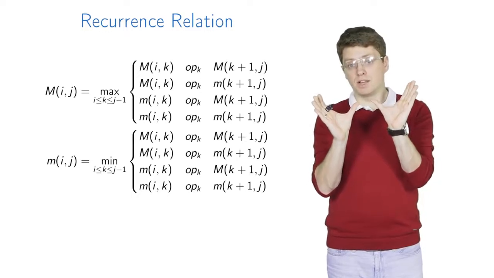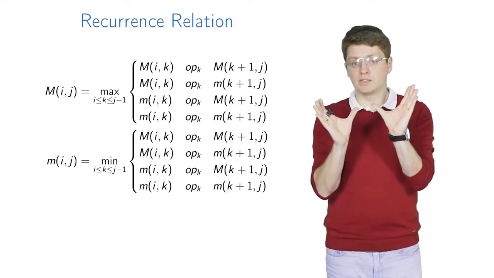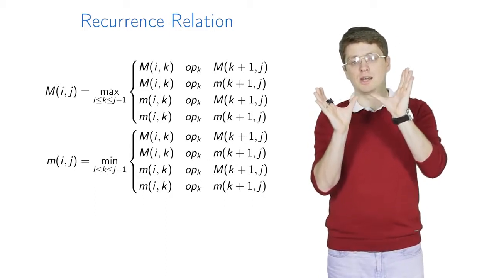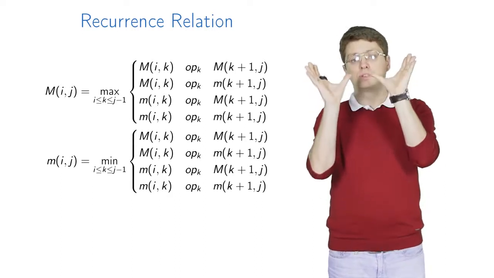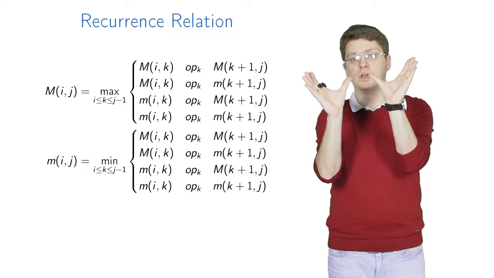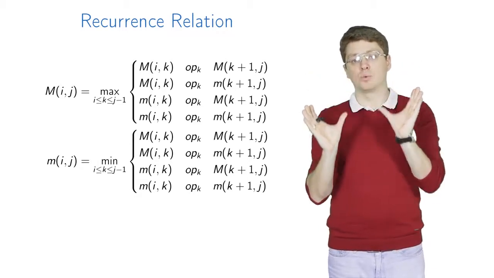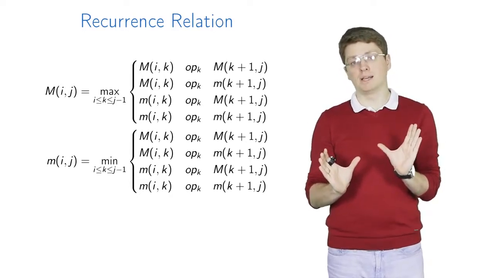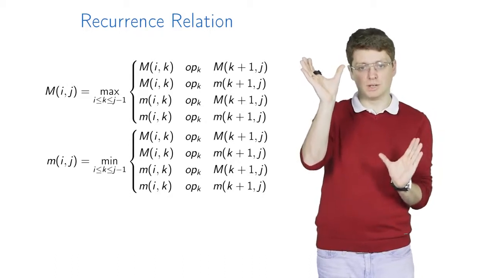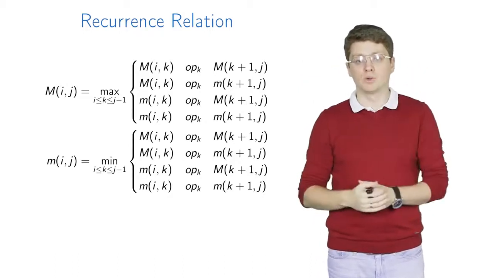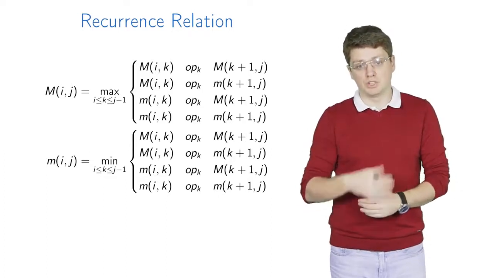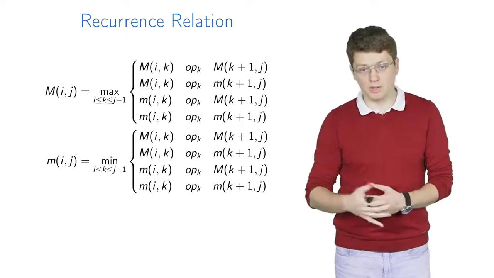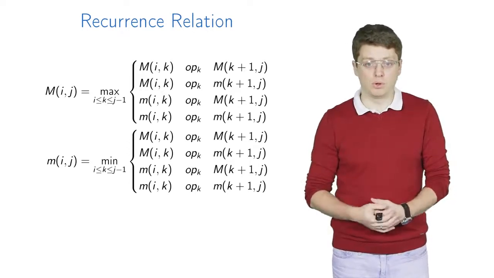So to compute the maximum value, we just go through all possible such k from i to j minus 1 and through all possible extreme values for the two sub-expressions. I mean, either we apply operation k to the maximum values of these two sub-expressions, or we apply operation k to the minimum values of these two sub-expressions, or we apply it to the maximum value of one sub-expression and the minimum value of the other, or vice versa, right? To compute the maximum value of sub-expression i j, we just select the maximum among all these possibilities, while to compute its minimum value, we simply select the minimum among all such possibilities.